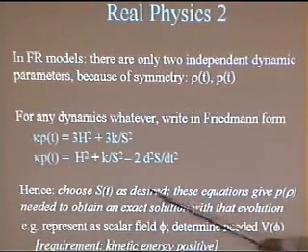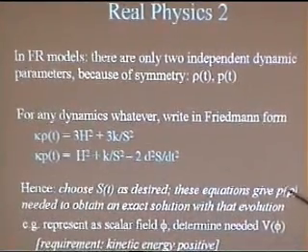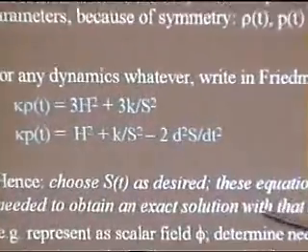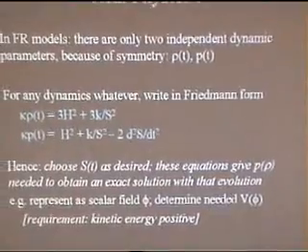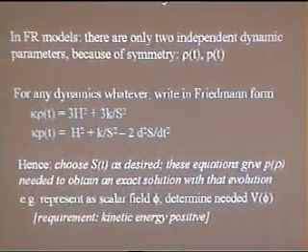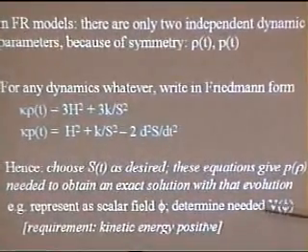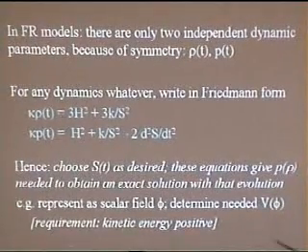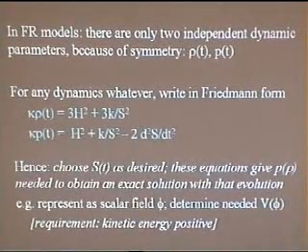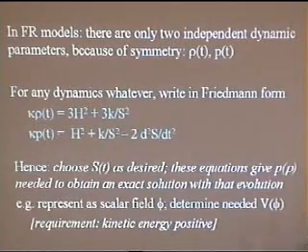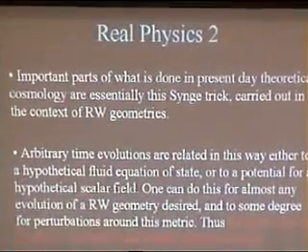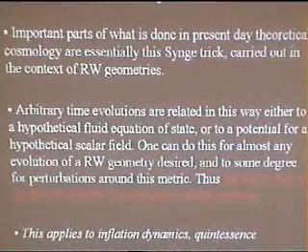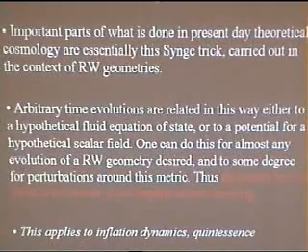You can choose the scale factor as desired. These equations give the pressure as a function of the density needed to obtain an exact solution with that evolution. So if you assume that equation of state, you can get whatever evolution you want. And you can represent it as a scalar field and determine the needed potential, requiring the kinetic energy to be positive. So the point about it is, you've got to tie the matter down to real physics, not to potential physics. Important parts of what is done in present-day theoretical cosmology are essentially the Singh trick carried out in the context of Robertson-Walker geometries.